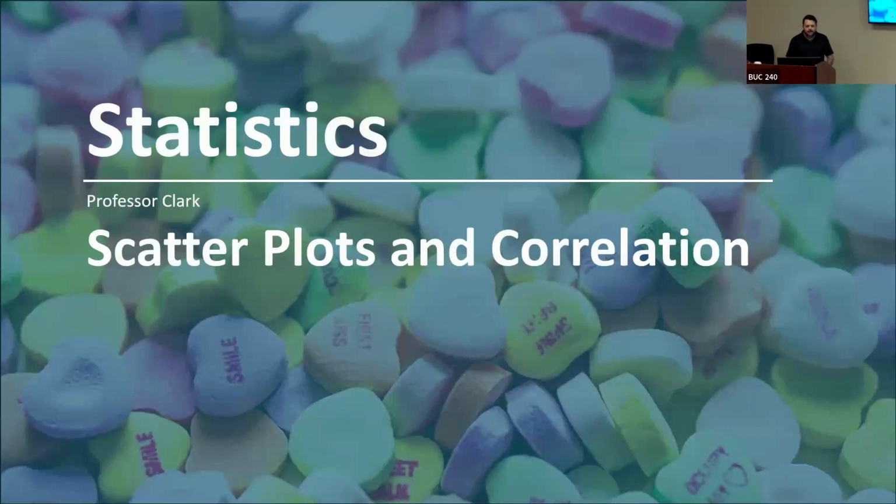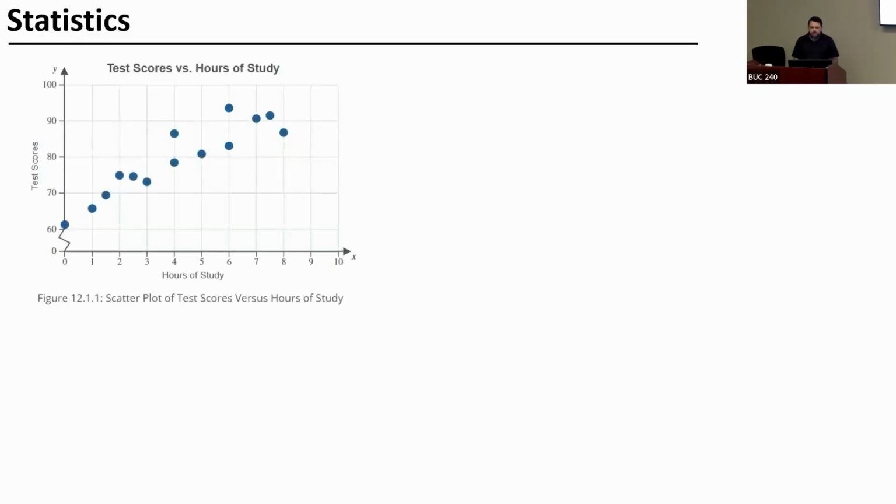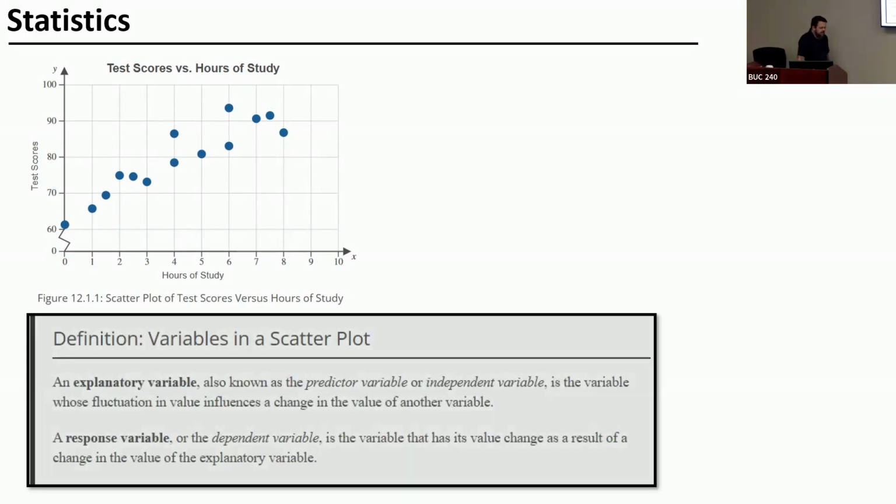Okay, scatter plots. You've seen them before, they look like that. All a scatter plot does is take individual points of data and just start plopping them down. Okay, an X, Y kind of thing. But then we have some definitions we start talking about.